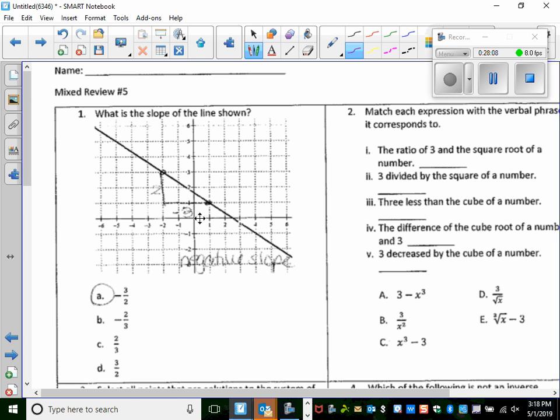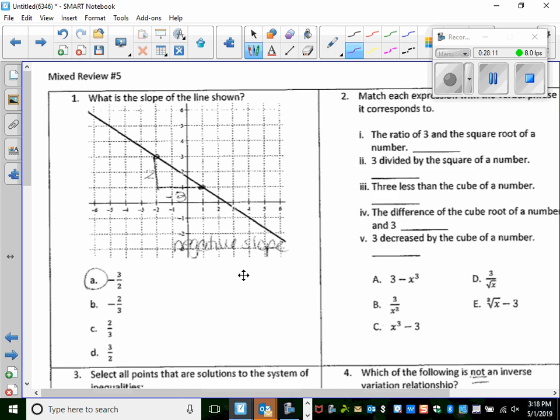This one is strictly just finding the slope. Now, the first thing when I looked at this, I looked and said, oh, it's negative because it's going up and to the left. So I already know it can't be these two. I mean, that's the first thing I look at is direction. Okay, it's a negative slope, can't be these two right here.